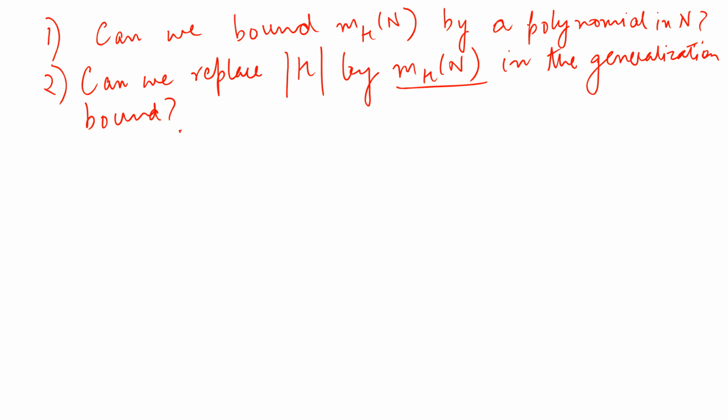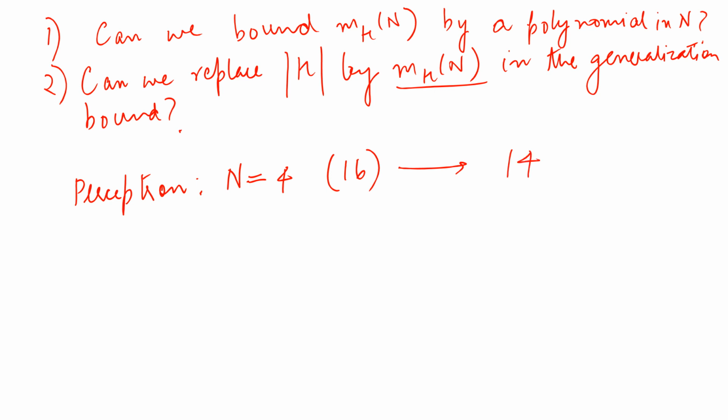Let me quickly remind you, in the perceptron model, we saw that at n equals 4, all dichotomies couldn't be implemented. Theoretically it should have been 16 dichotomies, 2 to the 4, but we could implement just 14. So we did see that there is a deficiency, and there are ways to figure that out.